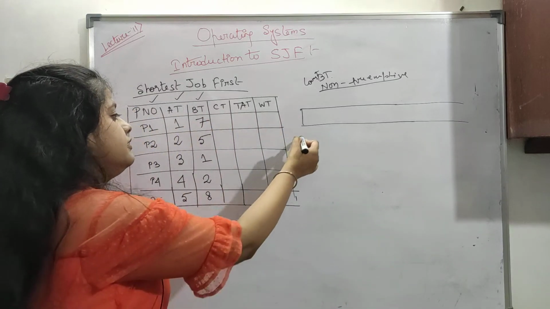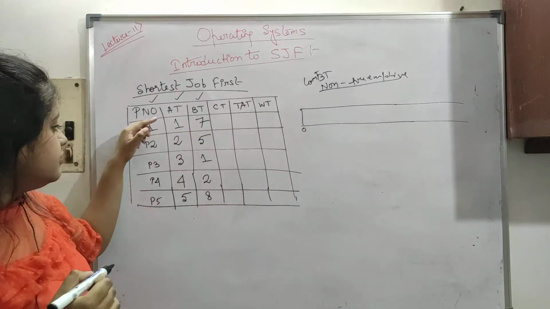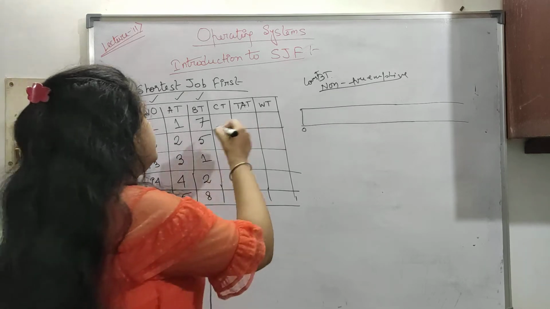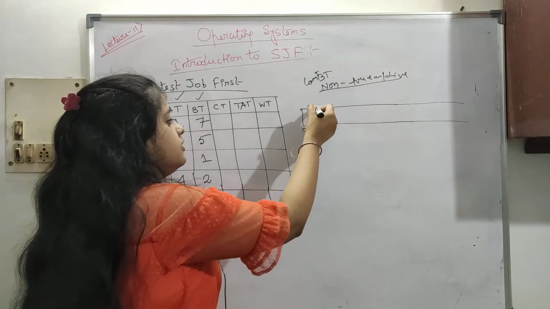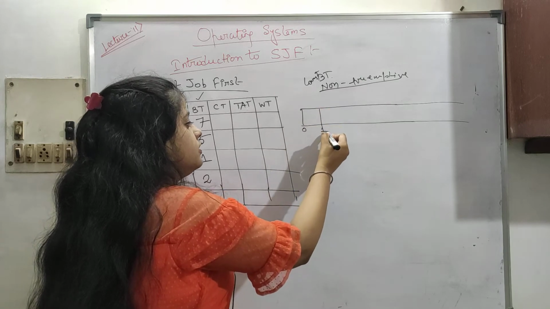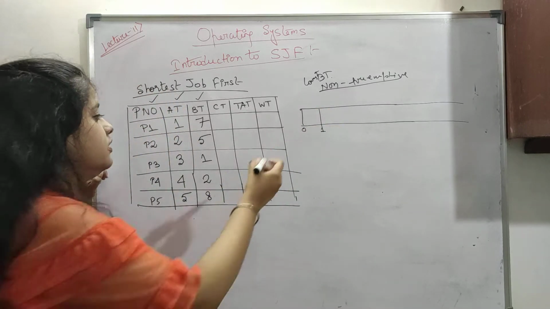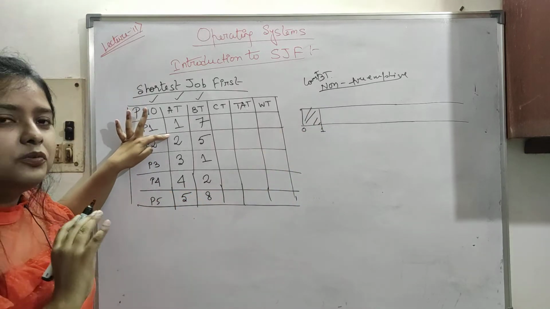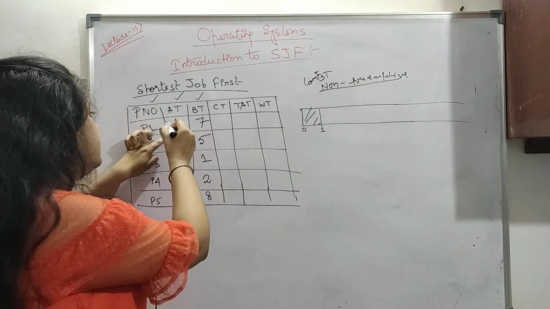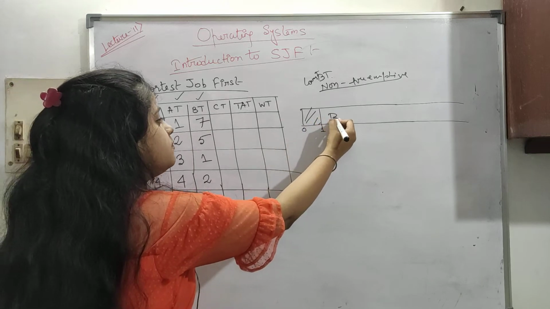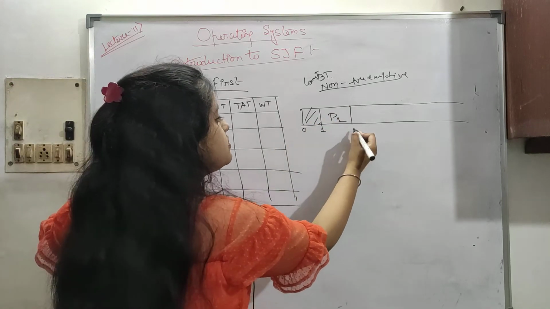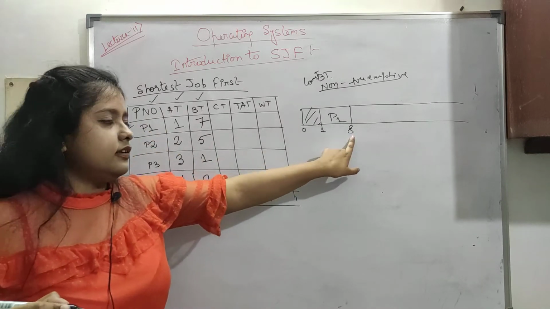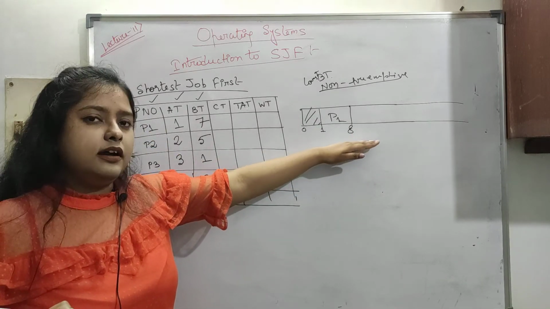Now it is at 0, but very clearly no one is coming at 0. So the minimum arrival time is 1 here. At 1 nothing is coming, so this part of time is idle. At 1, P1 is coming, so you have to give P1 the whole time. 7 plus 1 is 8. Once it is done, 8 is the time here.